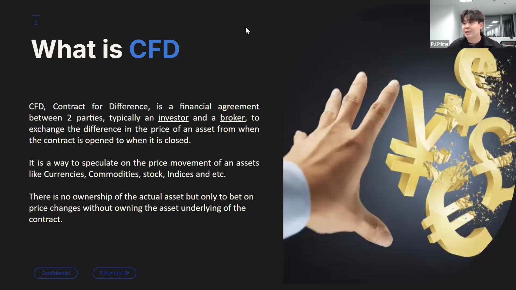So the CFD industry, another name is contract for difference, is a financial agreement between two parties, typically an investor and a broker, to exchange the difference in the price of an asset from when the contract is open to when it's closed. So traders will normally use the CFD industry in order to predict price movement. If they expect the price is going up, they might be buying in the CFD industry.